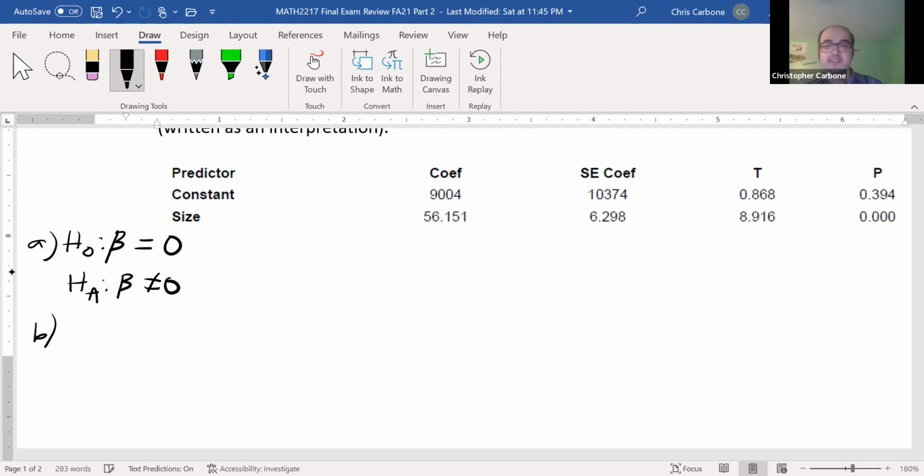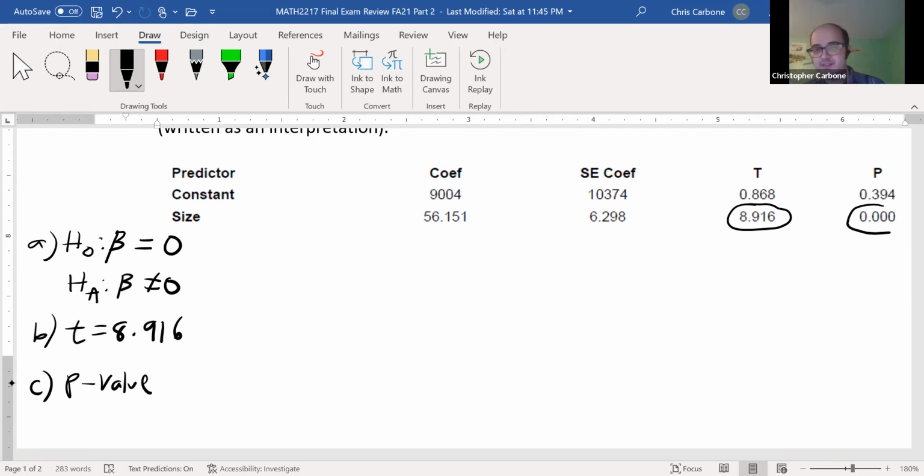Part B wants that test statistic, which in our output is going to be this value here. So T would be equal to 8.916. C wants the p-value. That one is over here. Just 0. So that's helpful. 0.000. Always a good thing when it's a nice number like that.